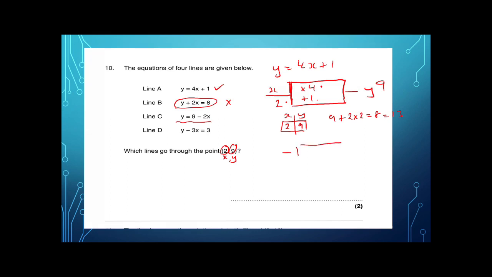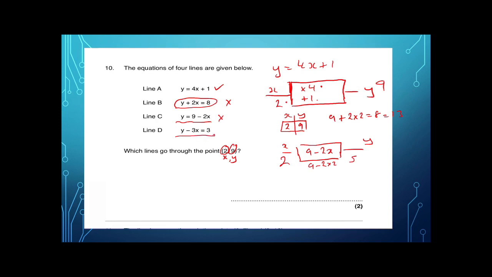Again, I'm going to use this function idea. So we're going to take away 9 minus 2 lots of input, 2 lots of x. If we input x and output y, the input is the x value, which is 2. So 9 minus 2 times 2, which is 9 minus 4, gives 5. So that one doesn't go through 2, 9.